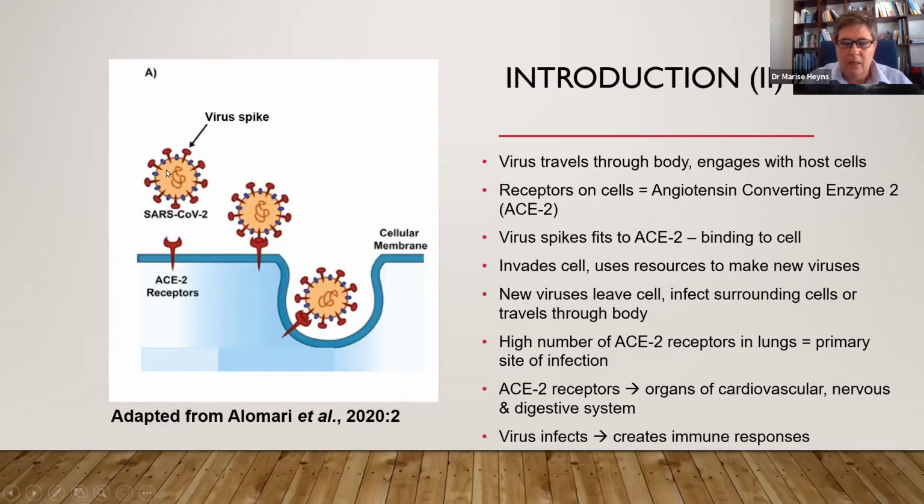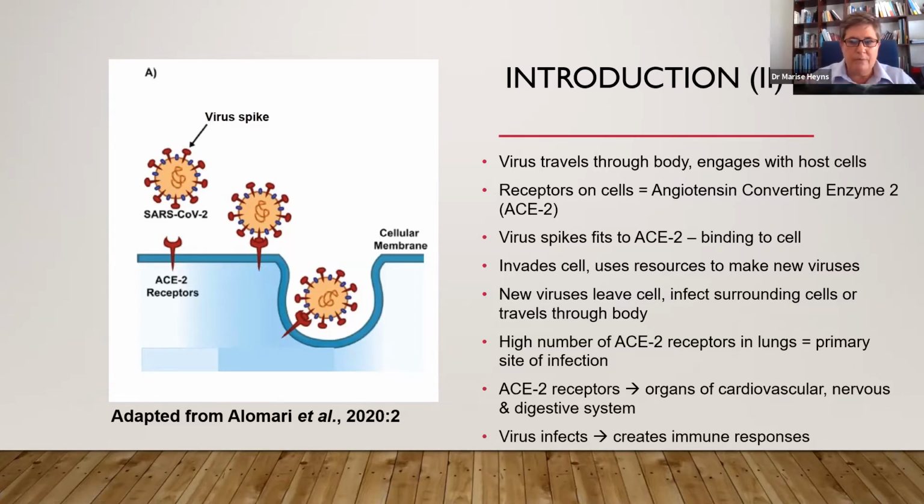There are spikes on the virus, and it will engage with that host cell, which is called the ACE2 receptor. And that spike will fit neatly into that receptor, and it binds to that cell. So it's like a lock and a key, or a key and a lock rather. So with that spike, it can open that receptor and it's allowed into the cell. So it binds to the cell, it invades the cell, and when it's inside the cell, it uses all the material inside the cell to make new viruses.